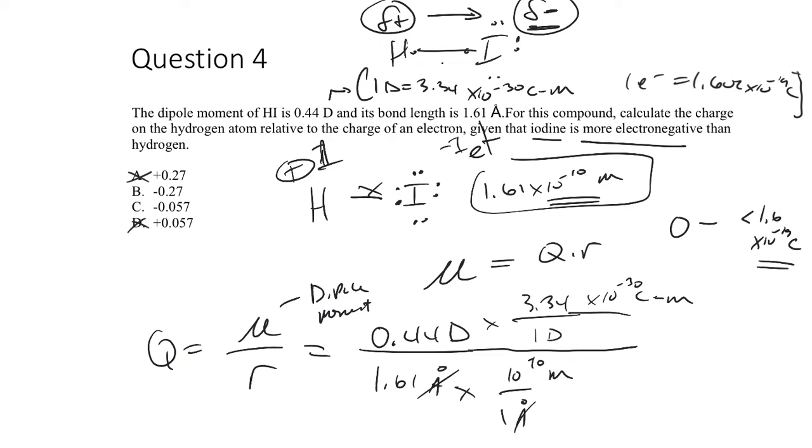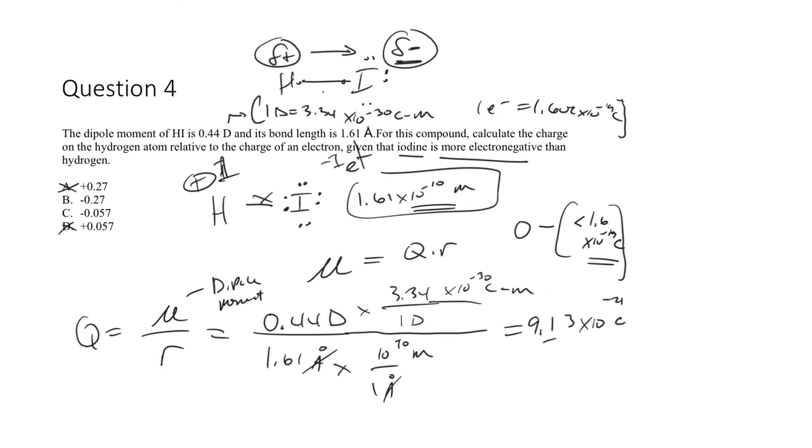Okay, and so if I calculate the number of coulombs here, we go 0.44 times 3.34 e minus 30 divided by 1.61 e minus 10. That is 9.13 times 10 to the minus 21 coulombs. So a fair bit lower than the charge of an electron. That's the only last conversion that we need to do.